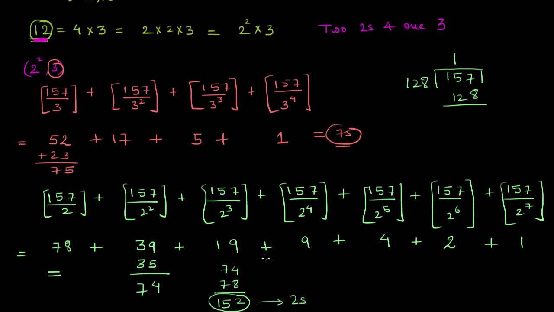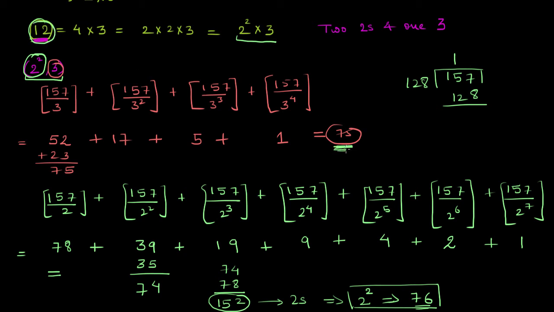152 twos. Now if I ask how many 2 squares will be available if I have 152 2's, this means the number of 2 squares is half of 152, that is 76. I will have 76 number of 2 squares here, and the number of 3's that I got is 75. I'll take the lesser value because I need to form a pair of 2 square and 3. That is why we'll have a total of 75 pairs of 2 squares and 3 combinations, and therefore the number of 12's available will be 75.